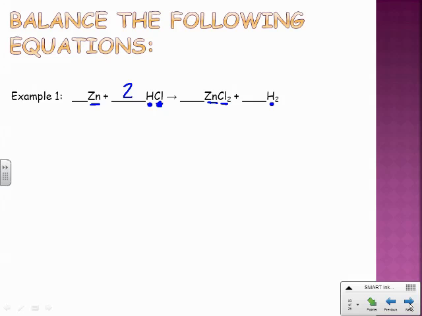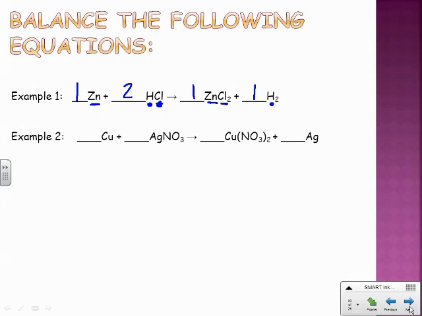Okay? Now, these that are blank really mean there's 1 of those. You do not have to write the 1. You just leave it alone. But if you want to write the 1 right now, you can. So the coefficients are 1, 2, 1, 1 for this first example.